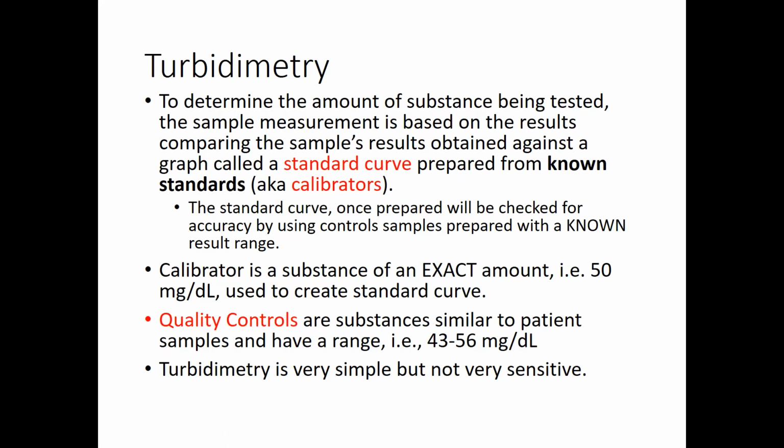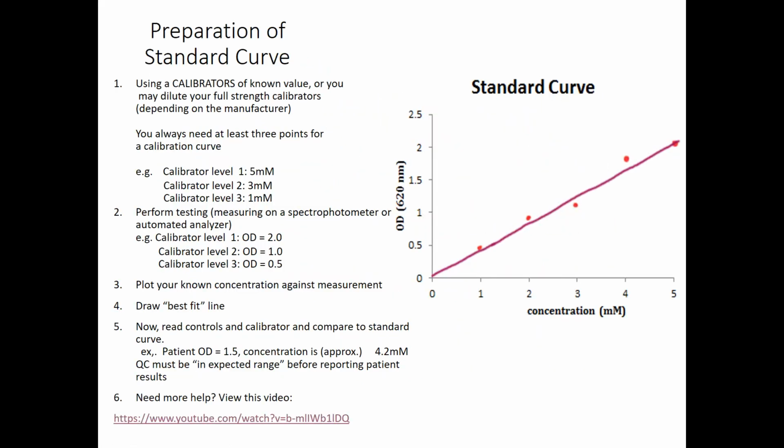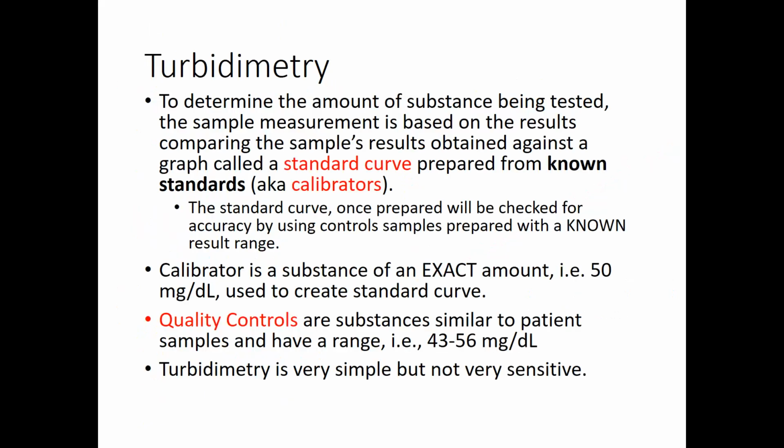And we know that the high is assayed at a particular range. So, for example, quality control level 1 is going to come somewhere between 43 and 56 milligrams per deciliter. It's not exact. The calibrator would say 50 milligrams per deciliter is what this is. Controls are a range, and when you run your controls against a standard curve, they should come within the reported range that was set by your lab.